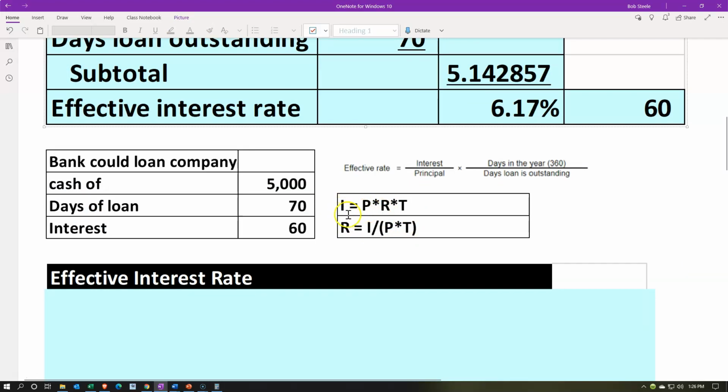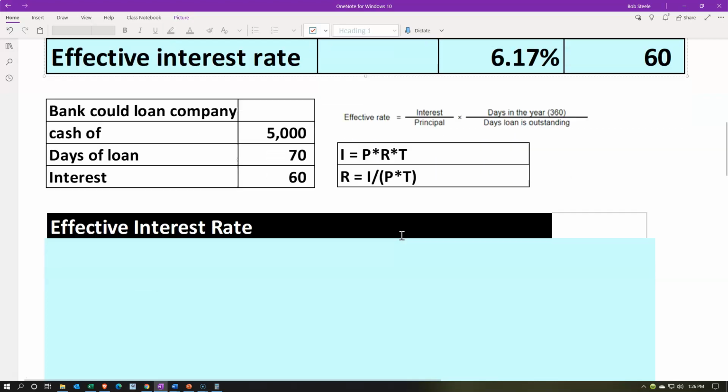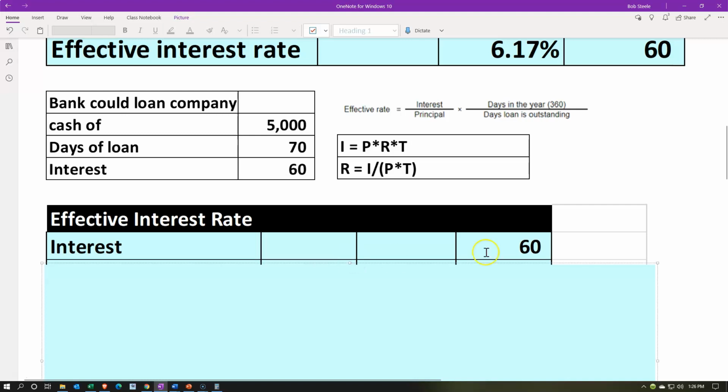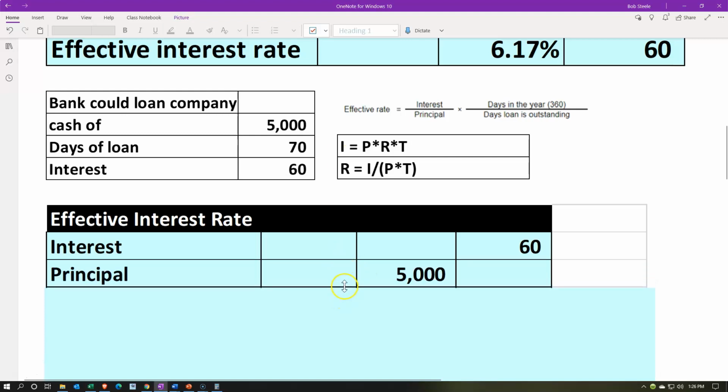So we took our original formula, we solved for R, so now we have R equals interest divided by the principal or loan amount times time, and time is a fraction, so time's going to be that fraction we saw, which is going to be 70 over 360. We know what the interest is, the cost of the loan, which is 60. We are going to put that in the outer column here because that's going to be our top number, our interest. Then we'll do the subcalculation of principal and time. And time's going to need another subcalculation.